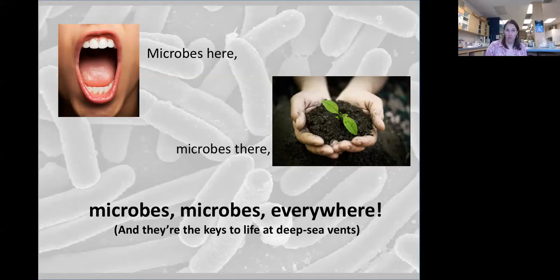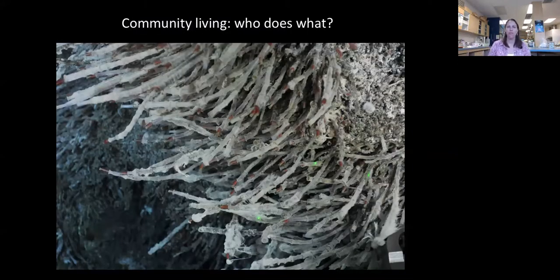And most of them don't harm us. They're actually pretty helpful in a lot of cases. And in the case of our hydrothermal vents in the deep ocean, they're actually the keys to life. They're how everything works up. They're what supports that whole big ecosystem.